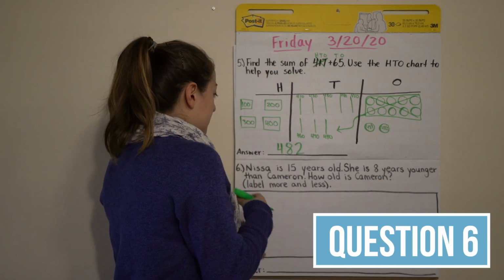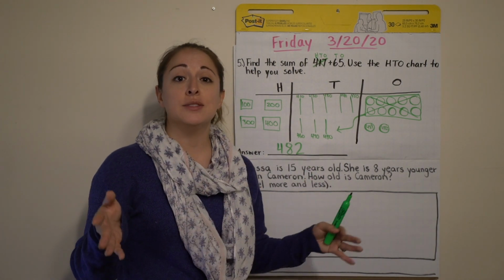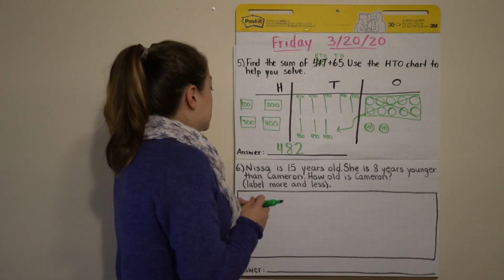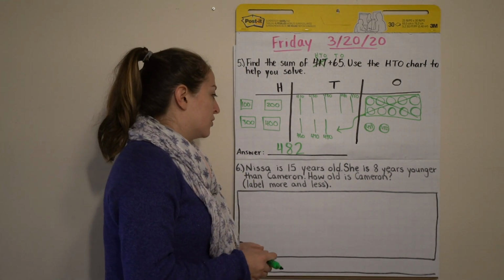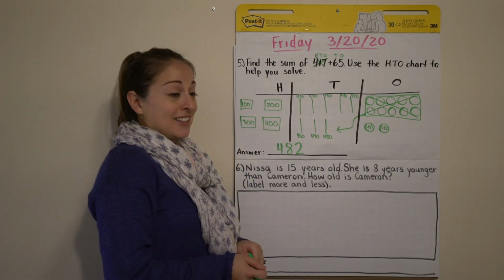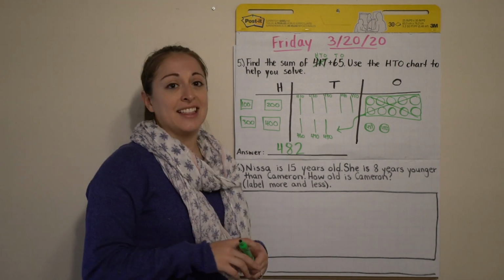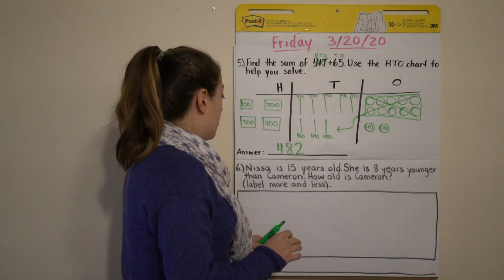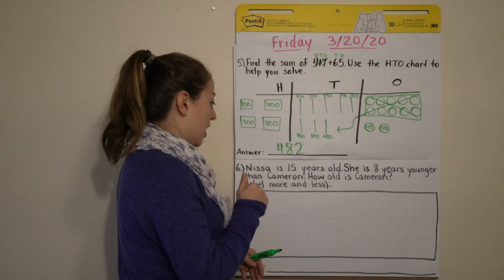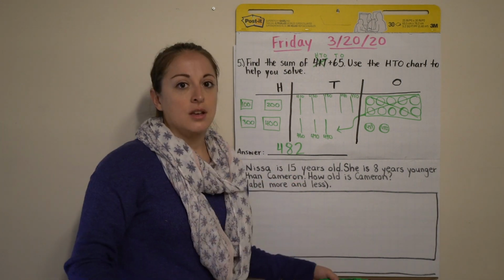And we already did a question like this, so I'm going to give you a lot of time to do these parts on your own. So I'm going to read the problem first. Nisa is 15 years old. She is 8 years younger than Cameron. How old is Cameron? Label more and less. So I want you on your own to label who has more and who has less. So do that right now.